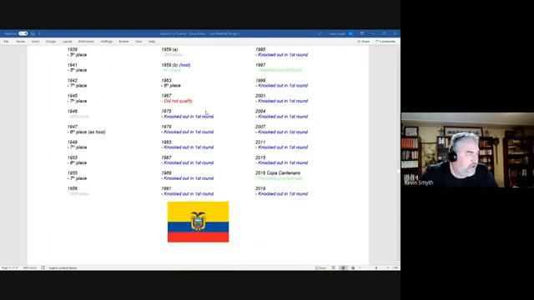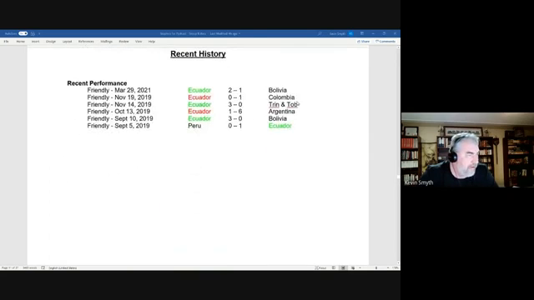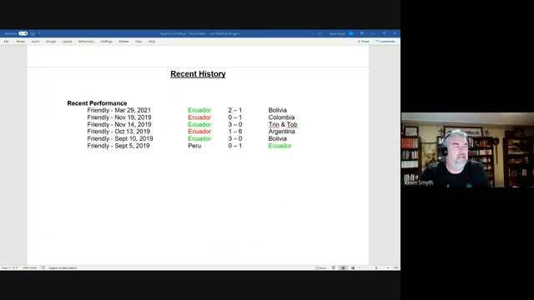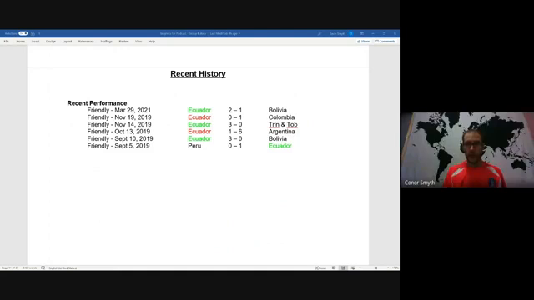Maybe the recent performances will shed a little light. Yeah, in their friendly games in 2019, they tended to beat smaller teams they played, like Trinidad and Bolivia, and lose to stronger teams like Colombia and Argentina. They did play a friendly in March of this year. That was a 2-1 win against Bolivia. Okay, well, that's an interesting battle of the high altitude teams. Yeah.